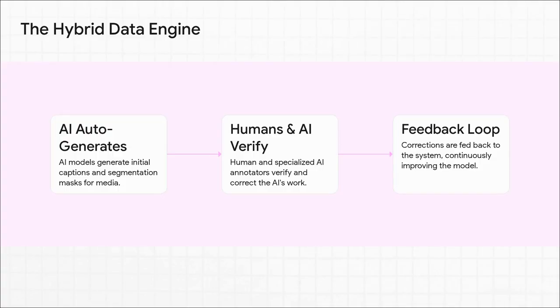So Meta's solution was this brilliant hybrid data engine. Here's how it works. First, an AI does all the heavy lifting, making a first pass at labeling and outlining everything. Then, human annotators, working alongside other specialized AIs, come in like expert teachers to check and correct that work. And here's the magic. All those corrections get fed back into the system, creating this powerful feedback loop that makes the model smarter and smarter with every single round.